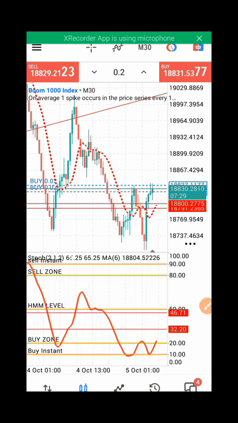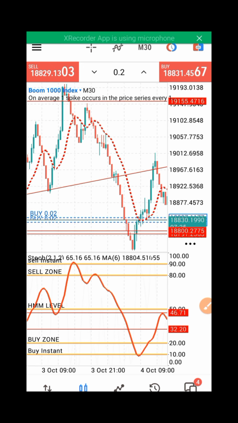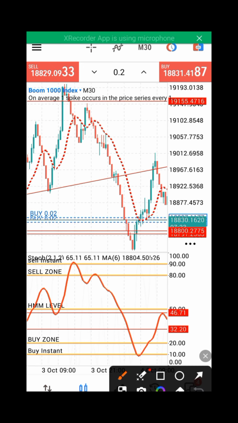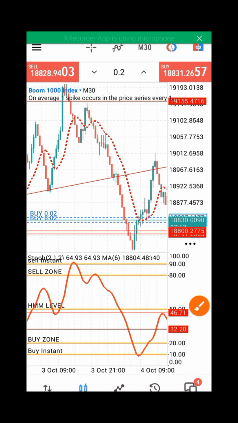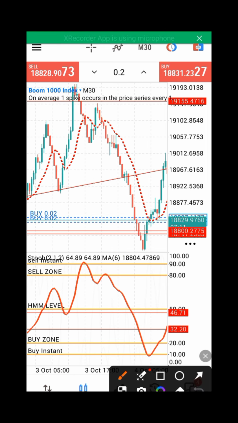Then the exit model. Let's assume I got this entry model now. You see, this is it. The market comes down, goes back again, then sharp. Let me say I get this downward movement. If I get this downward movement, where will I end? If I enter from here, where will I take my profit?